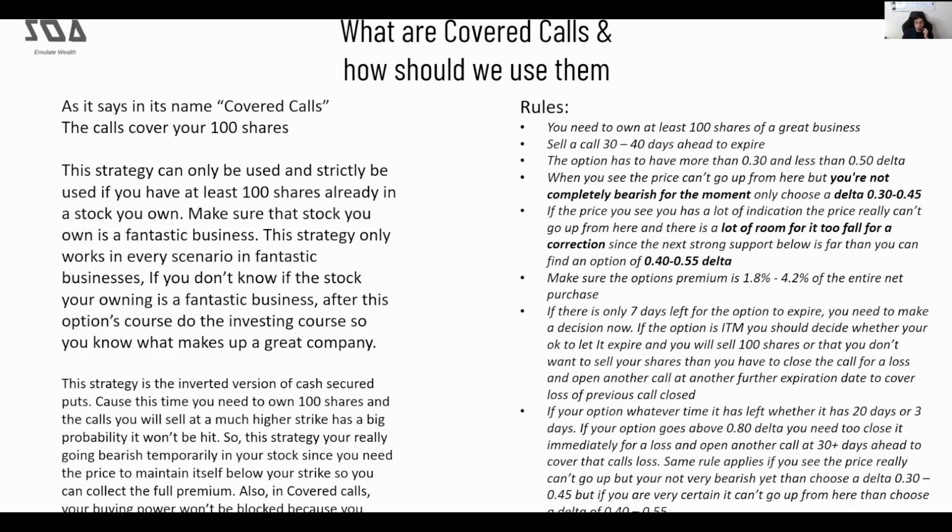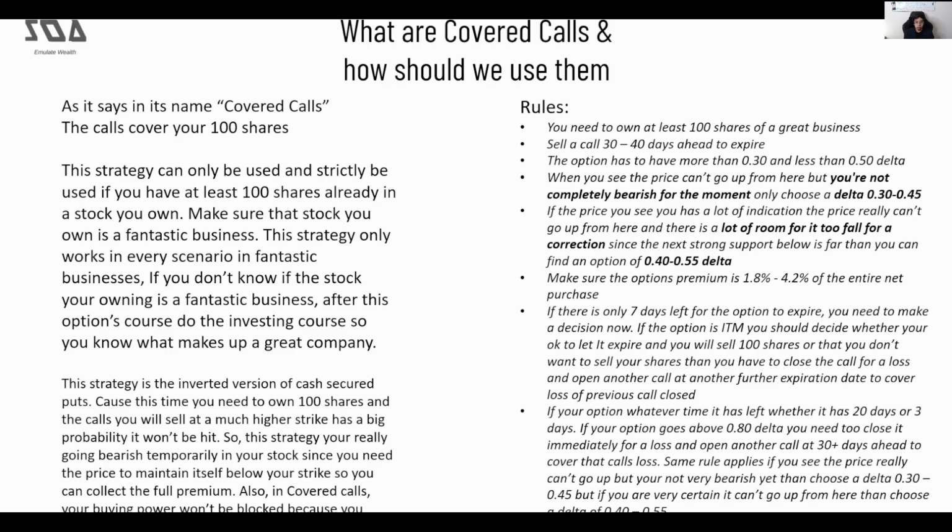Now, another rule, you need to make sure that the option premium is 1.8% to 4.2% of the entire net purchase. As you guys know, for cash secured puts, the option premium was 1.8% to 3.5%. But in covered calls, you need it to be 1.8% to 4.2%, just because you're usually going to be entering options that are pretty close to at the money or at the money. That's why. So you need to make sure that the premium is good enough to offset whatever you might potentially lose overall within your investment, which is unlikely to happen if you bought the investment cheaper.